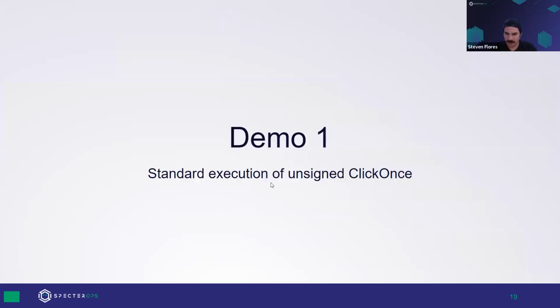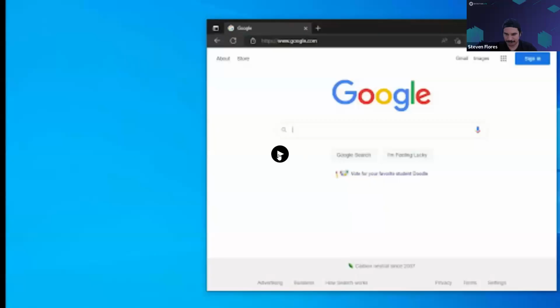So we're going to go through our first demo. If anyone has ever done a phishing campaign before, you probably, I would assume, have done a ClickOnce deployment as a payload. This is going to be an example of what it's like to create a vanilla ClickOnce deployment, straight out of the box, what you would expect.